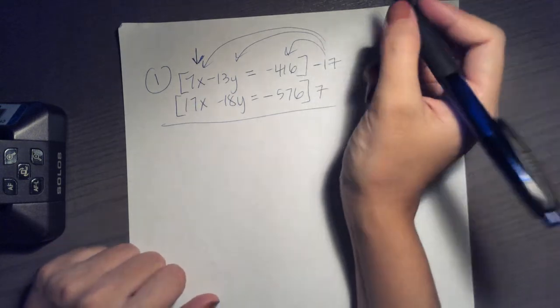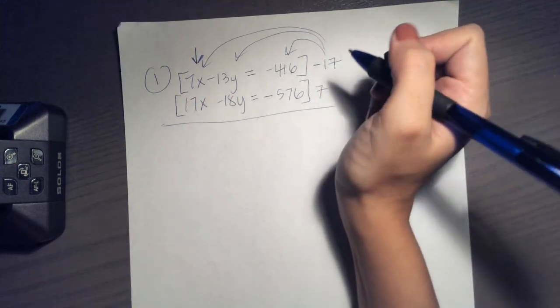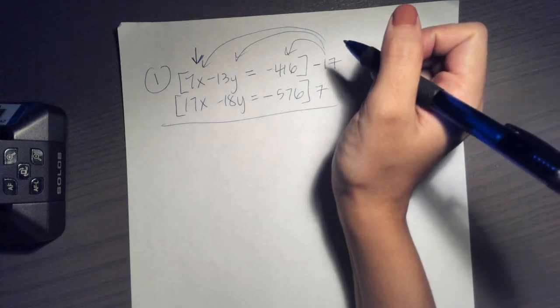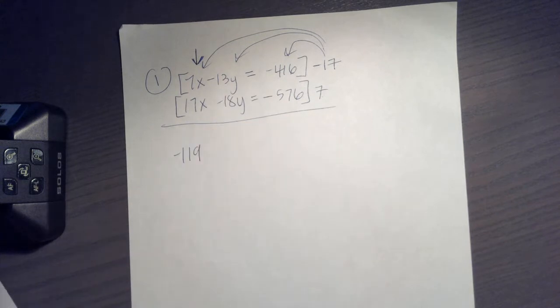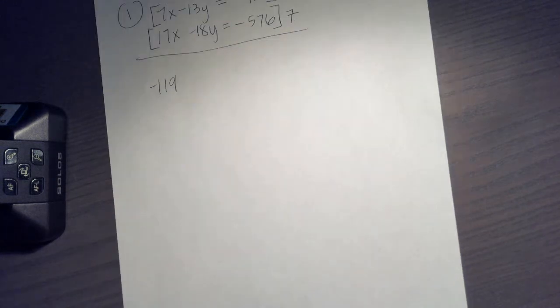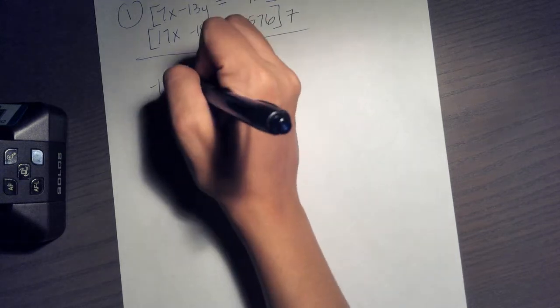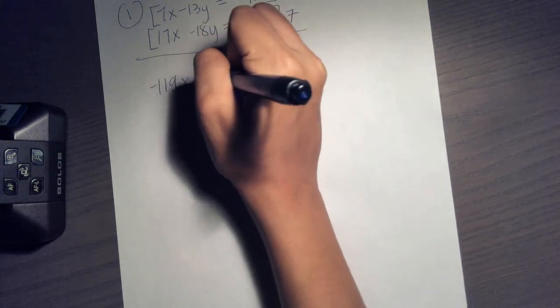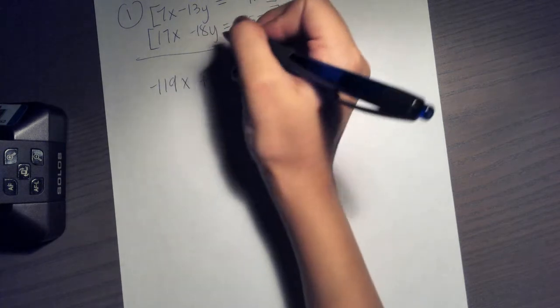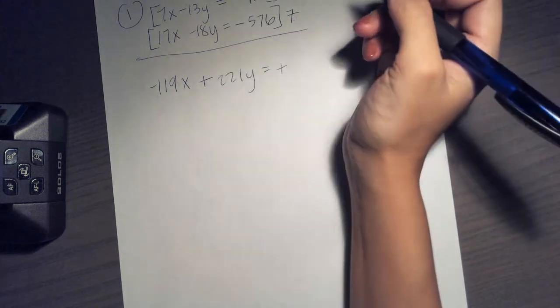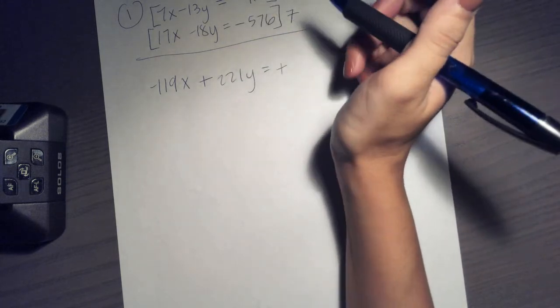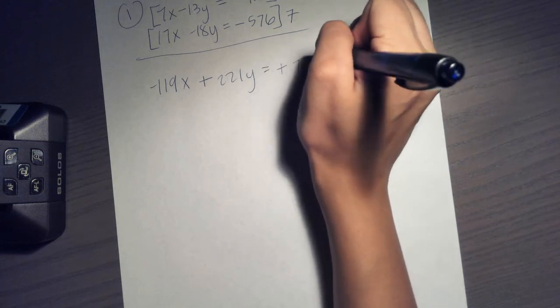So 7 times negative 17 gives me negative 119. Alright, so I have negative 119x, and negative times a negative is a positive. So positive 221y. And negative times a negative is a positive. 416 times 17, if I plug that in my calculator, I get 7072.